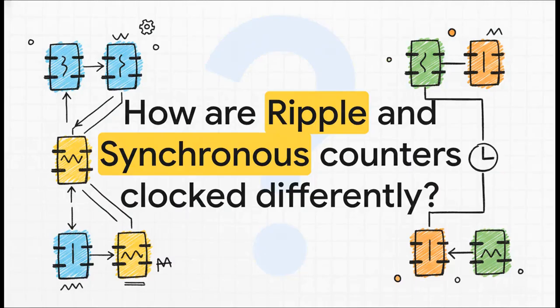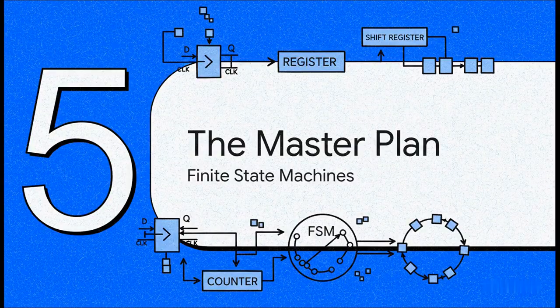So, what's the key difference? The bottom line? It's all about how they listen to the clock. In a ripple counter, remember, only the first flip-flop gets that external clock signal. But in a synchronous counter, all of the flip-flops get that same clock signal at the exact same time. That's the whole game.